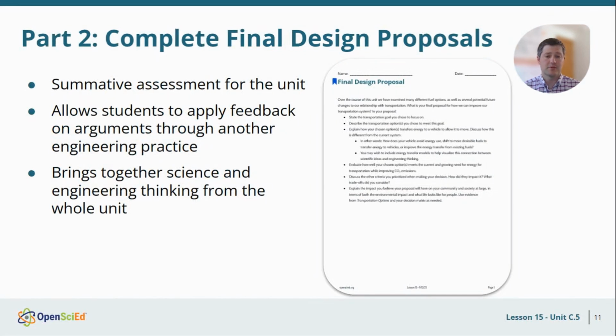First, we're going to complete our final design proposals. Now, the arguments that students did in the prior lesson were really a formative assessment. Here is the summative assessment. We can take all that feedback we got and come up with something more final. This is also an opportunity for students to bring together science and engineering thinking from the whole unit. So as students develop these proposals, they're not just saying, here's what I want to do based on criteria and constraints. They're actually taking into consideration and explaining some of the science ideas behind it as well.